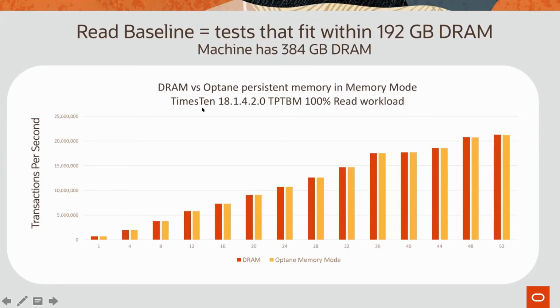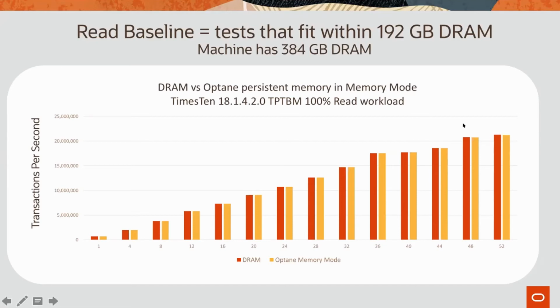So I'm doing 100% reads. If I'm using 48 connections, that's giving me just over 20 million SQL selects per second. So I'm getting fairly linear scaling. There's a bit of a dip here, I'm not quite sure why. I was getting the same throughput with memory mode as I was in app direct mode when I guaranteed that the working set should fit within DRAM. So that was a good result.